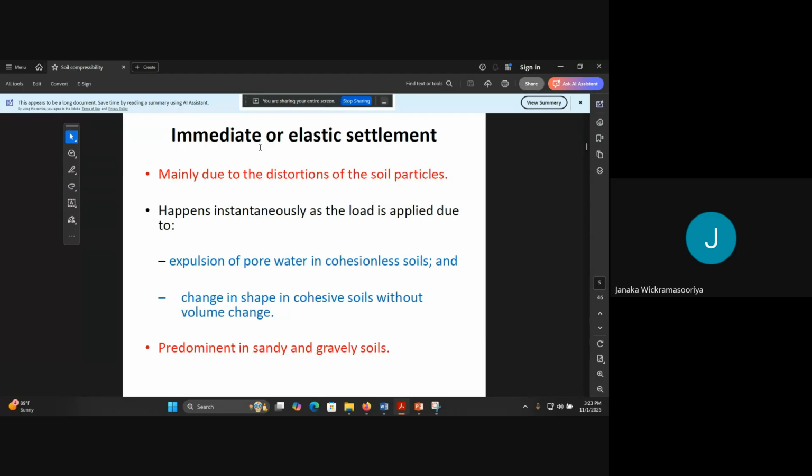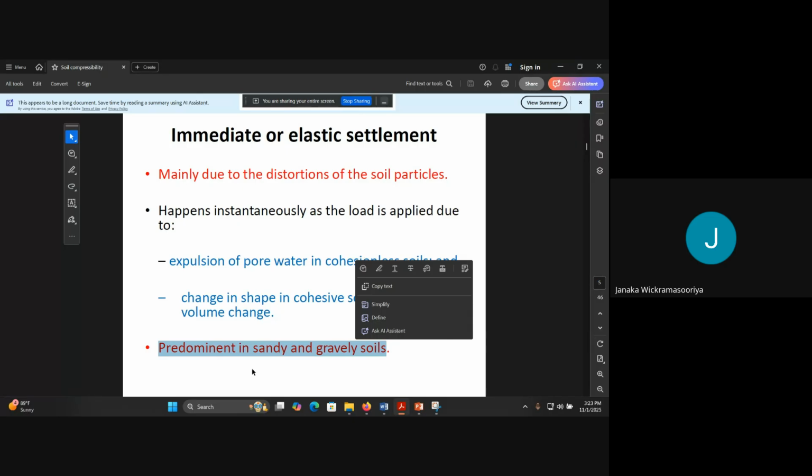Immediate or elastic settlement is mainly due to the distortions of the soil particles that happen instantaneously, within a short period, as the load is applied, due to expulsion of pore water in cohesionless soils and change in shape in cohesive soils without volume change. So this is predominant in sandy and gravelly soils, but consolidation is predominant in clay soils.